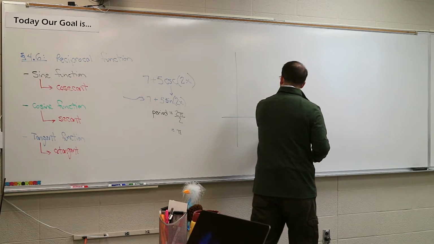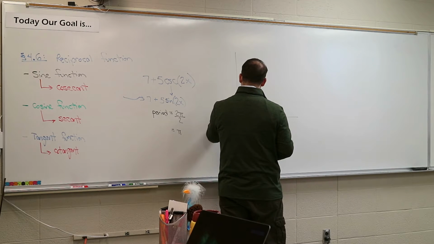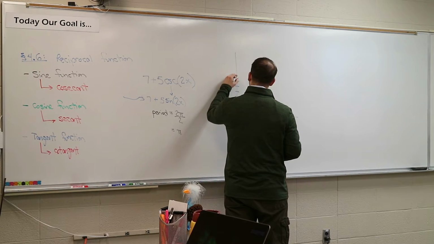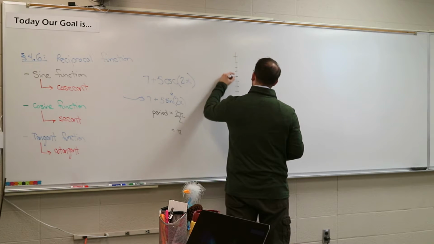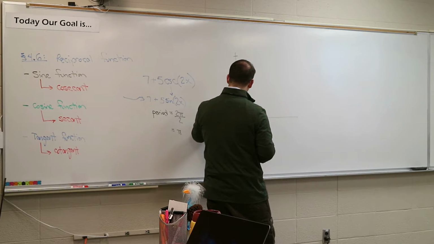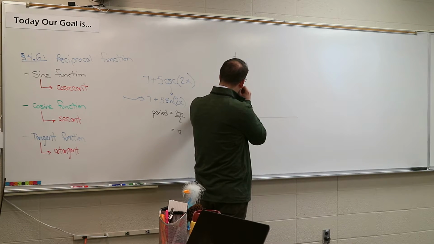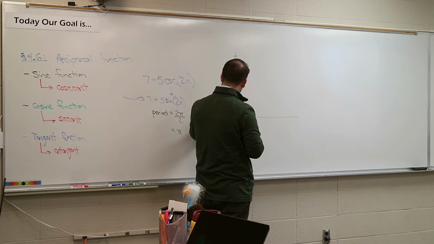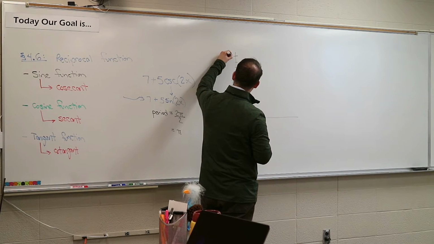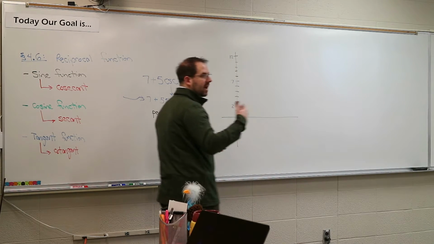Here we go. 1, 2, 3, 4, 5, 6, 7, and then we're going up 5 from there. 1, 2, 3, 4, 5. So this is 7, right? 1, 2, 3, 4, 5, 6, 7. And we're going to go 5 from there. So 6, 5, 4, 3, 2. And then up from there, which is 12. So those will be my peaks and valleys.